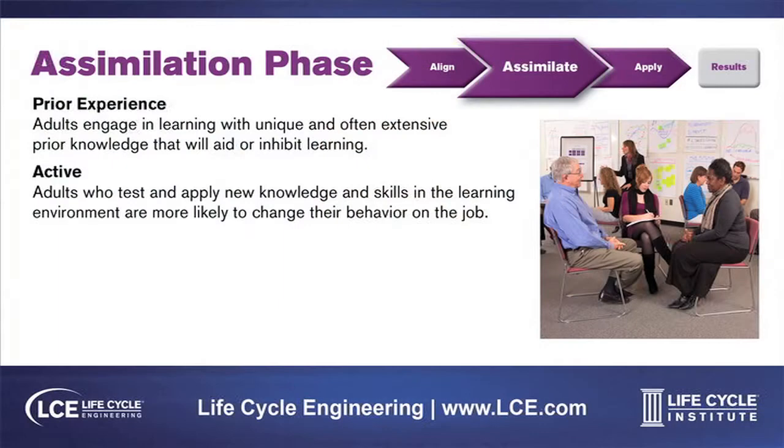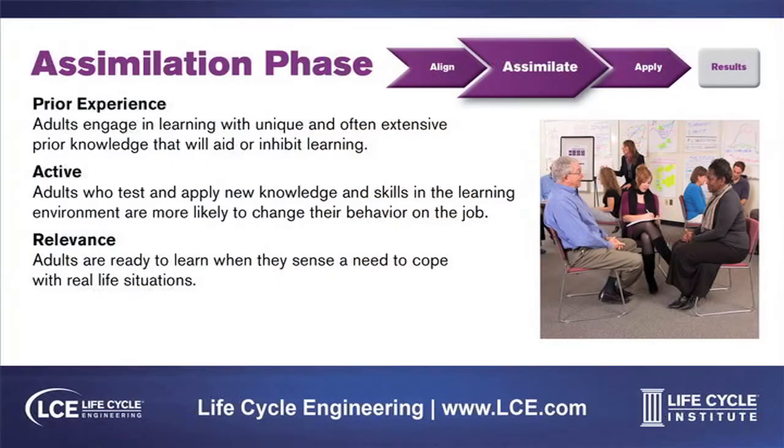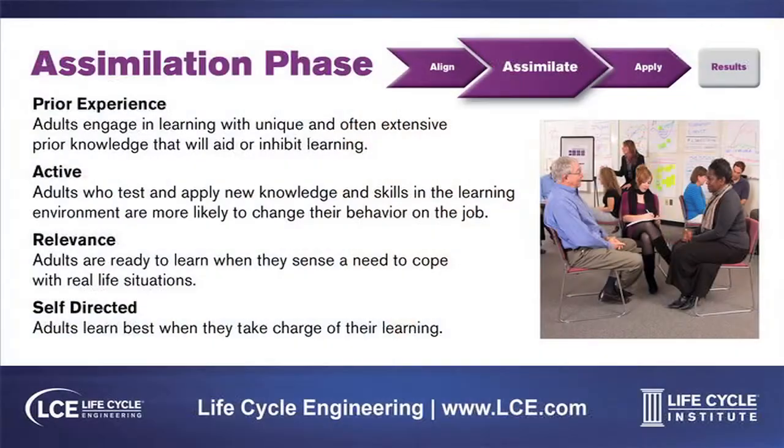The second principle is active. We want the learning event to be active so participants can work with and use the new knowledge. The third principle is relevant. The course material and how it's structured should be relevant or practical for the learner. And the last principle is self-directed. This means that adults like to have a choice in how they learn. We at the Institute like to remember these 4 principles with the acronym EARS.